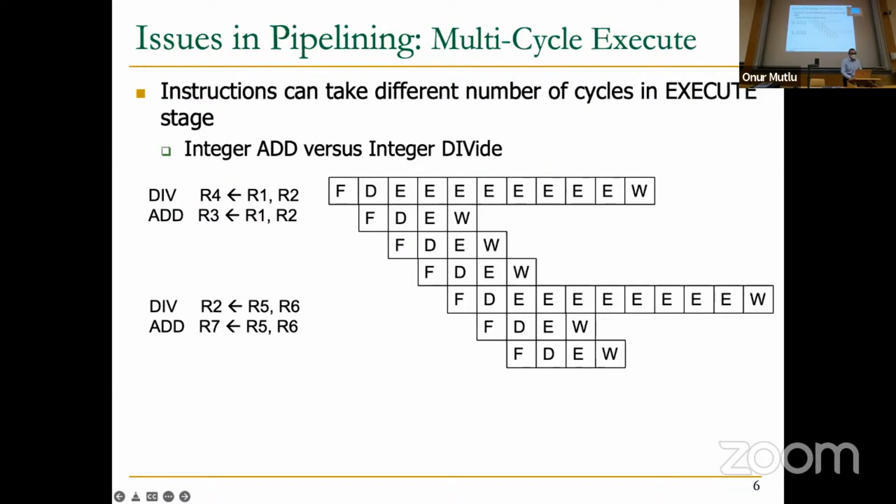Okay, so let me motivate the problem a little bit more. Now we have a slightly different pipeline. Instructions can take different numbers of cycles in the execute stage. You can see an example over here, with an integer addition versus integer division. Division normally takes much longer. 8 is actually pretty good for a division, I would say, depending on the clock cycle time, of course. But you can see that this is one way of handling the instructions.